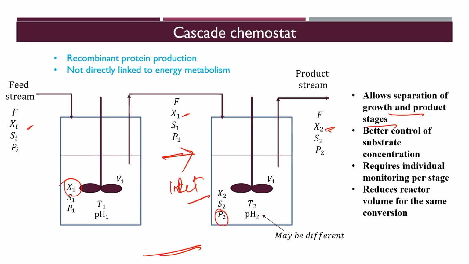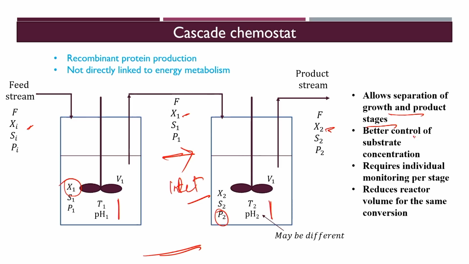Second option is if you want to have two optimum conditions, one having different temperature and pH, and second having different temperature and pH. So, we can have two different reactors. In one case we can optimize one set of temperature and pH. In this bioreactor we can optimize a different set of temperature and pH.